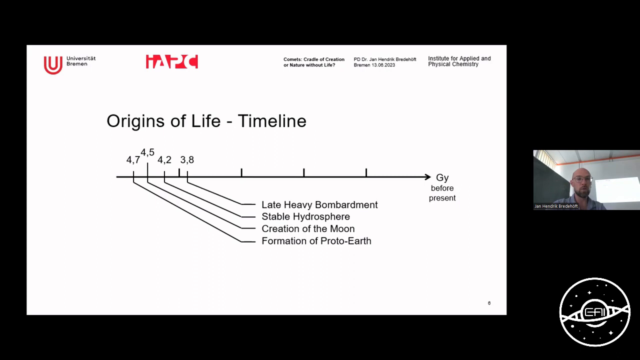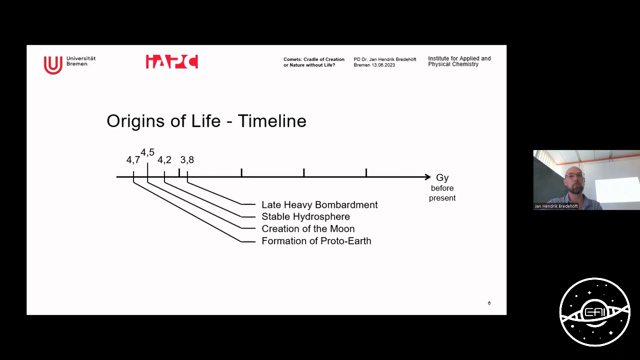We know that up until about 3.8 billion years ago, there was something called the late heavy bombardment, which was basically the time when the inner solar system was cleaned up of all the failed attempts of planet formation, planetesimals, large rocks that rained down not only on Earth, but on all the bodies in the inner solar system. And yeah, these were some pretty big impacts.